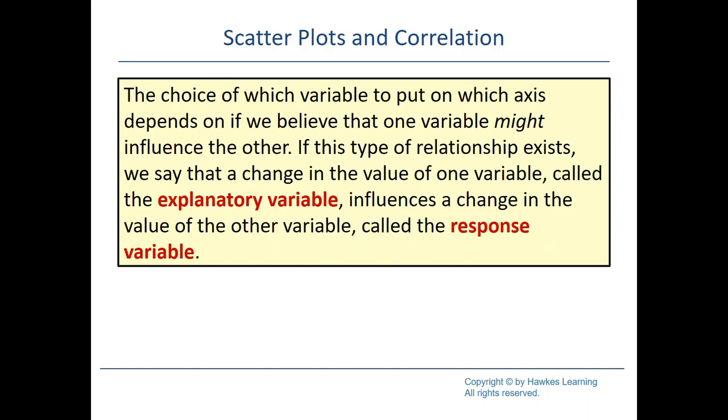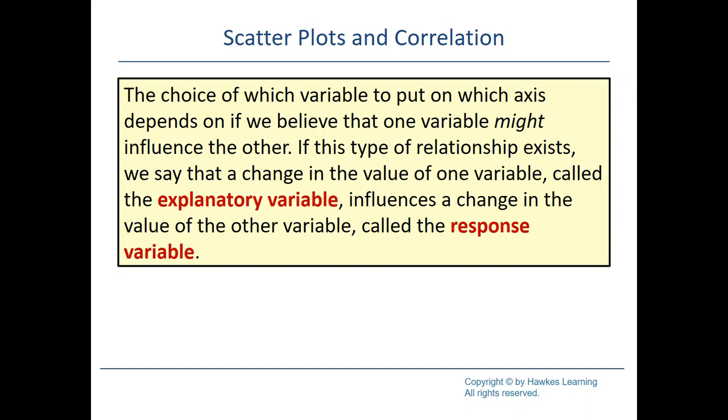Now, with your scatter plot, please understand that there is a choice of which variable to put on which axis, and it depends on what we believe as one variable might influence the other. If that type of relationship exists, we can say that the change in one variable, that's going to be the explanatory variable, influences the change in the other variable, and that other variable is going to be the response variable. So one is going to explain the response in the other.